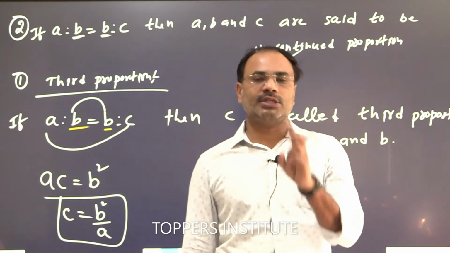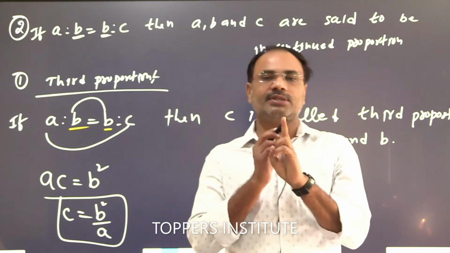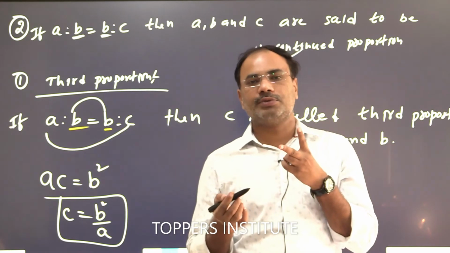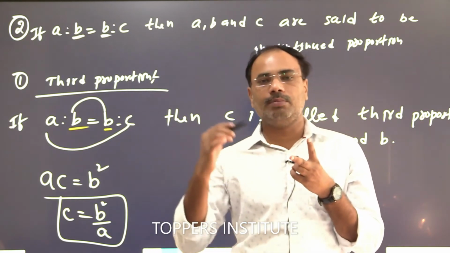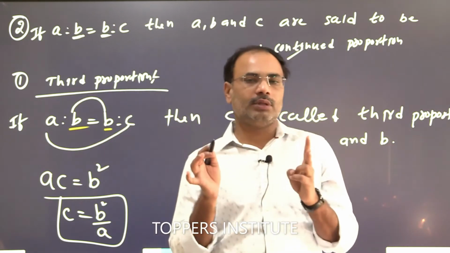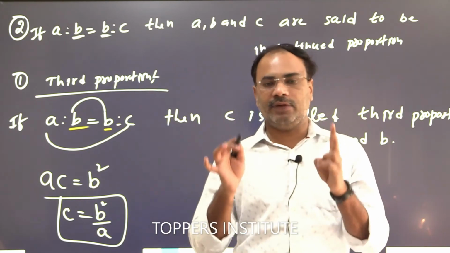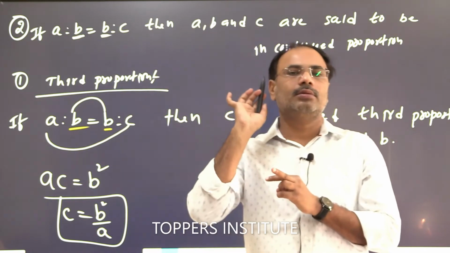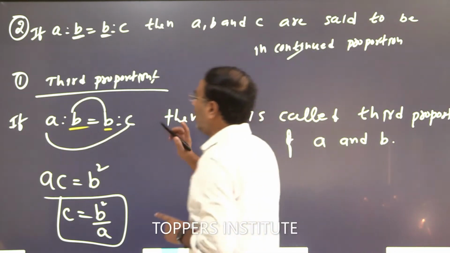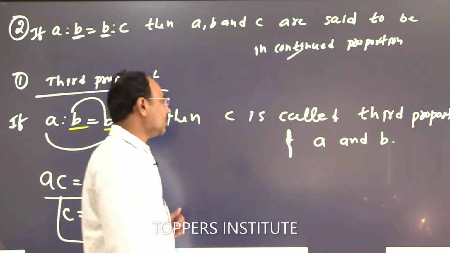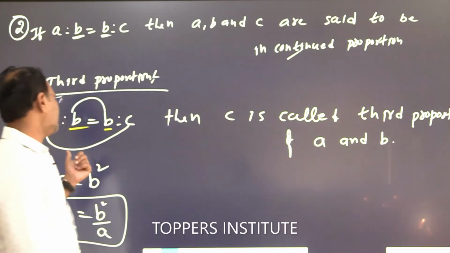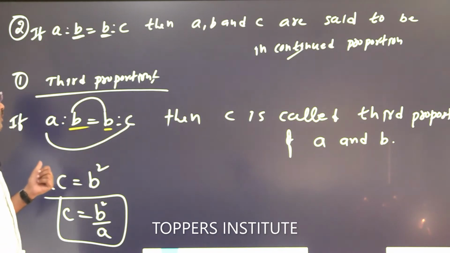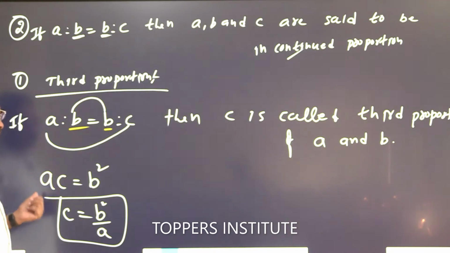Third proportion of A and B is B square by A. In the question, two terms are given. We take the first term as A and the second term as B. Then you can find the third proportion of the given two terms by using the formula B square by A. And one more thing, third proportion is definitely defined on continued proportion. How is the question asked? If A is to B is equal to B is to C, then C is called the third proportion of A and B, that is B square by A.